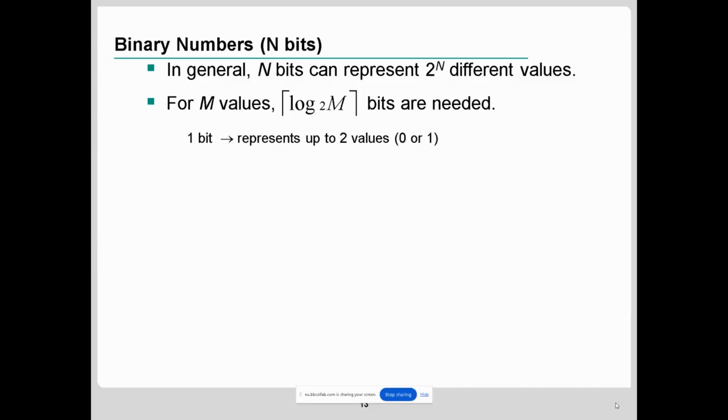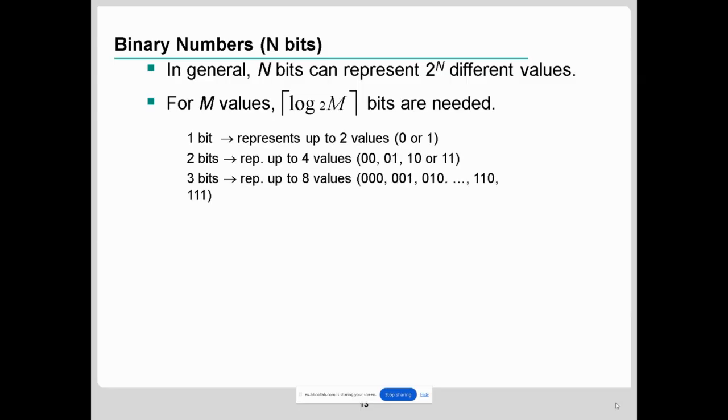So 1 bit, how many values? 2 values. 2 bits, 4. 3 bits, 8. 4 bits, 16. 5 bits, 32. 6 bits, 64. 7 bits, 128. 8 bits, 256. 9 bits, 512. 10 bits, 1024. 11 bits, 2048. 12 bits, 4096. 13 bits, 8192. 14 bits, 16384. 15 bits, 32768. 16 bits, 65536. You need to memorize this.